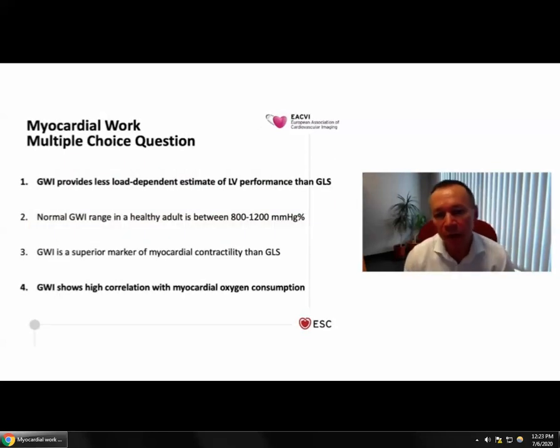So these are, according to my opinion, the correct answers. Global work index is a less load-dependent estimate of left ventricular performance than strain because it incorporates blood pressure in the assessment. The answer two is not correct because the normal values are a bit higher than 800 to 1200. The third statement is tricky because when we talk about contractility, in my opinion, it's more strain rate than strain. So this is not correct. And the last one is correct. Global work index shows high correlation with myocardial oxygen consumption.